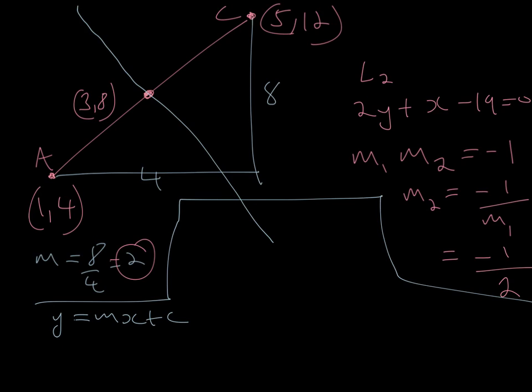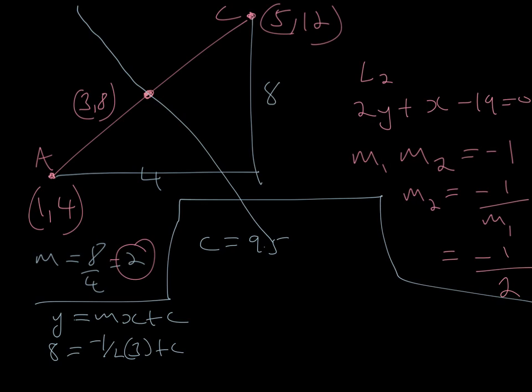So we know y is going to be 8, m is the gradient, which is -1/2, and x is 3. So the only thing we don't know in this equation is c. So we can substitute in here, and we get 8 equals -1/2 times 3 plus c. So we can rearrange that and solve to get c equals 9.5.